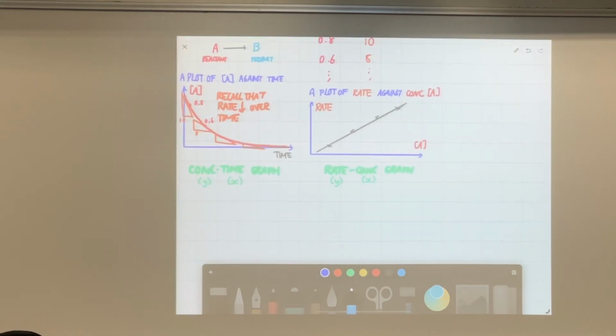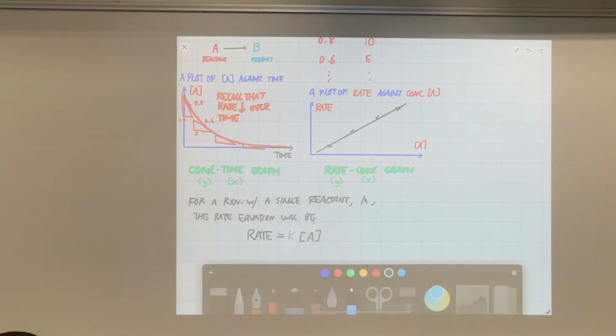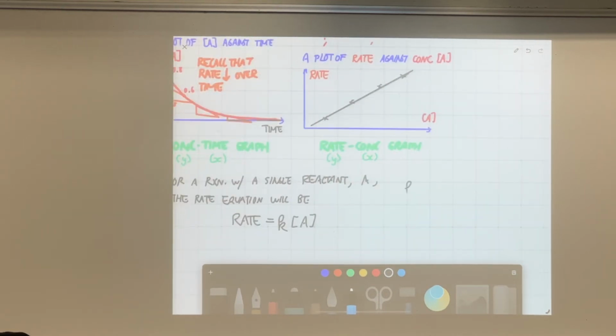But first, let me put down what a rate equation is. So for a reaction with a single reactant A, the rate equation will be rate equals k times the concentration of A. And this is a lowercase k, not to be confused with the other k you learn in the equilibrium chapter. What is the name of that k you learn in the equilibrium chapter? Equilibrium constant. Okay, so k in lowercase, we call it rate constant.